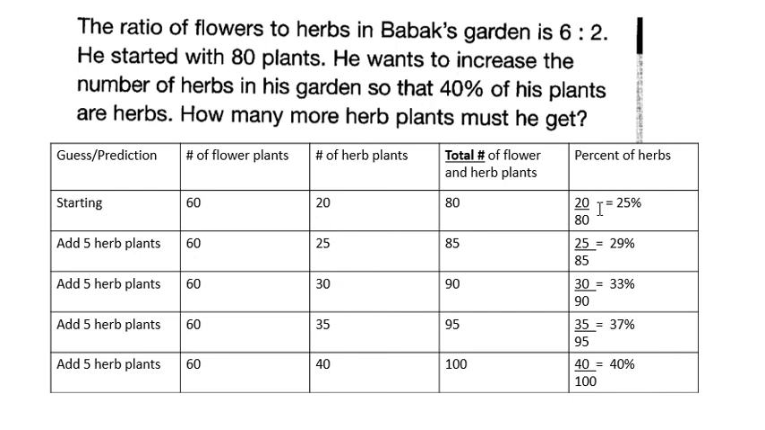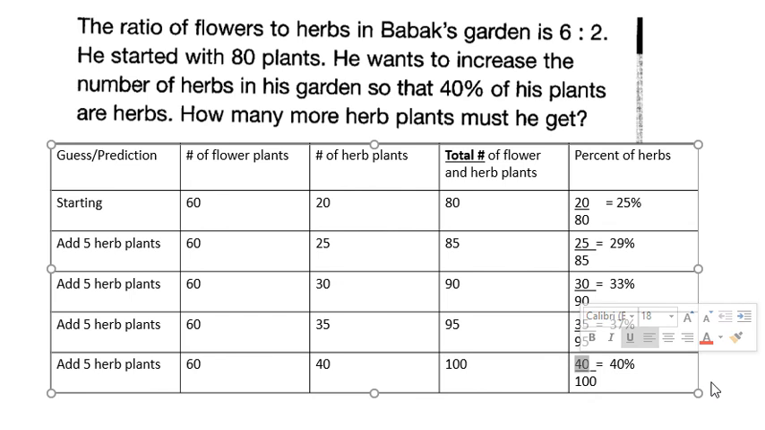So because we started off with 20 and we ended with 40, we had to add 20 new plants. So how many more herb plants must he get? He must get 20 more herb plants for a total of 40% of his plants.